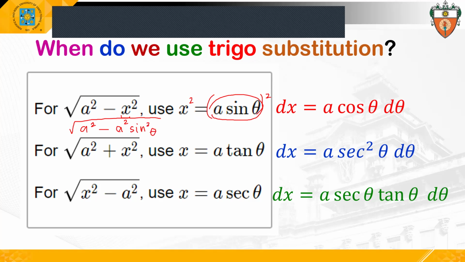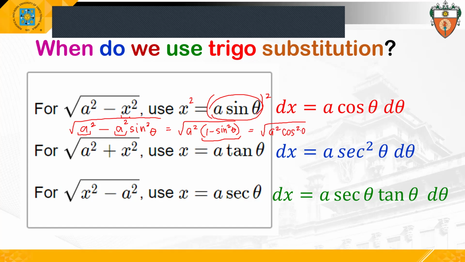Okay. Tapos, notice that we can factor the a squared inside the radical. So, we have a squared times the quantity. What will be the other factor? 1 minus sine squared theta. Notice that this is familiar to us from our Pythagorean identity. What is this again? If you answered cosine squared theta, you are correct. So, that will be a squared cosine squared theta.